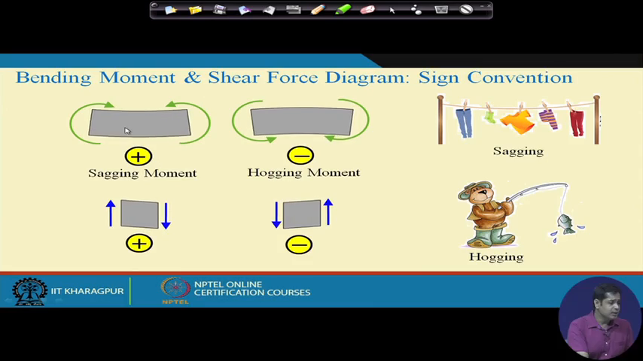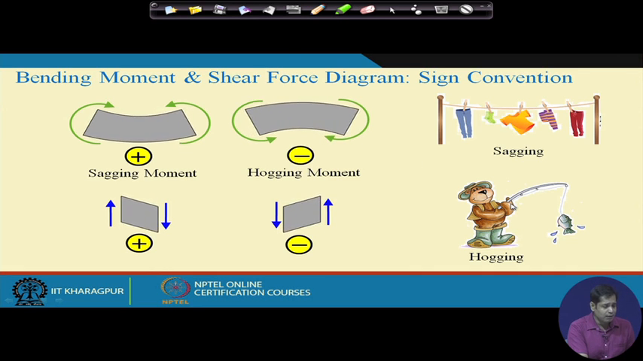The sign convention in the bending moment shear force diagram is this. This kind of moment is called sagging moment, because it causes sagging in the structure. And this kind of moment is called hogging moment. One example of hogging moment is when a fisherman holds a fishing stick and the stick bends like this. The moment generated in the fishing stick is hogging moment.